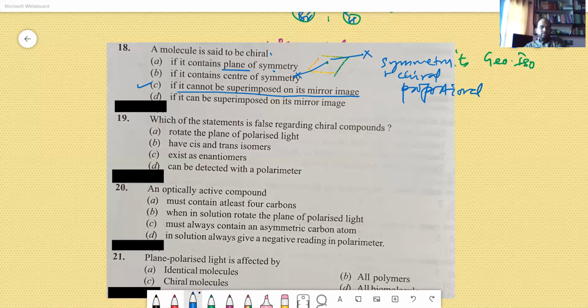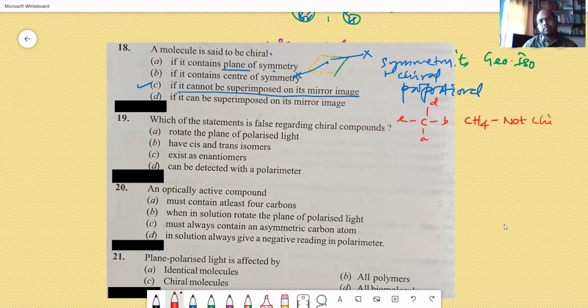Question number 19: which of the following statements is false regarding chiral compounds? A chiral compound is one in which you have 4 different groups: C, A, B, D, and E. All 4 groups are different. That means methane is not chiral. CHClBrI is chiral because all 4 groups are different.